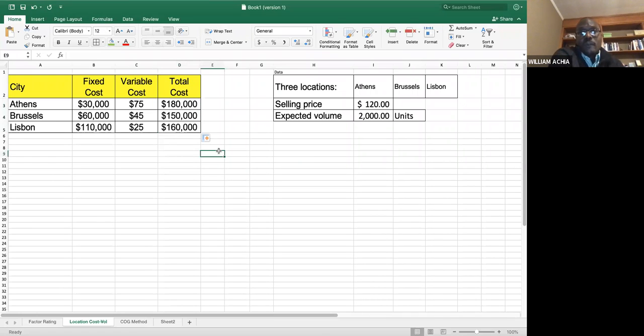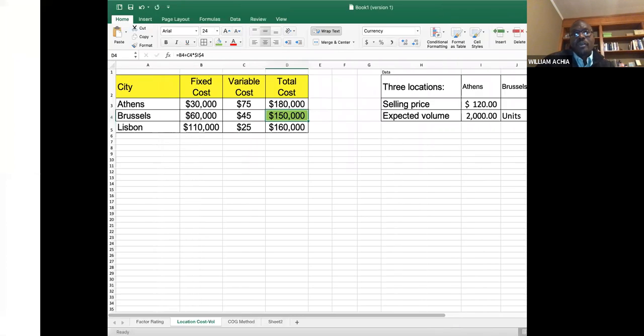All right, on the basis of total cost, we have Brussels as our ideal or optimal location. But we've not yet factored in other things like selling price, or how much we can sell out of Brussels. In this case, we're just interested in the expected volume and what the total cost is based on that expected volume.